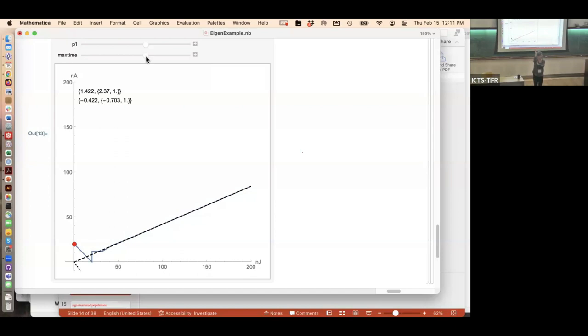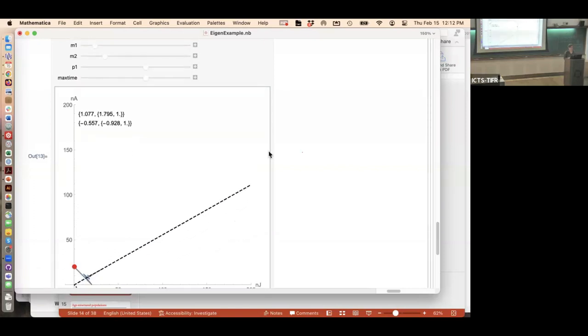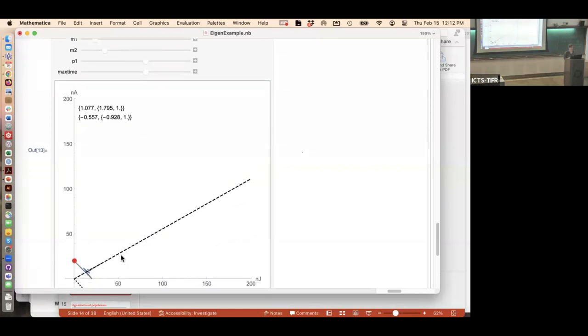The first number in there are the eigenvalues. Those are the stretch factors. The second two elements in the braces are the vector, and they represent the x and the y direction on this. So 2.37 is, x equals 2.37, y is 1, and that is how I plotted this line. So first one is the stretch factor, the eigenvalue.